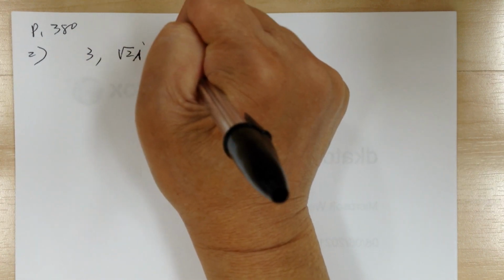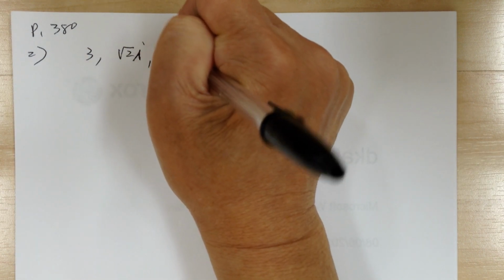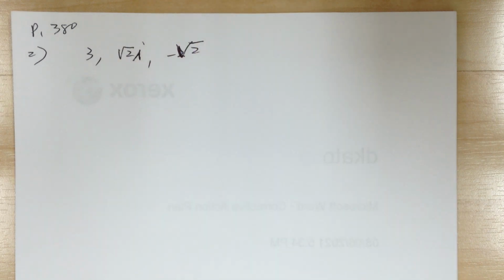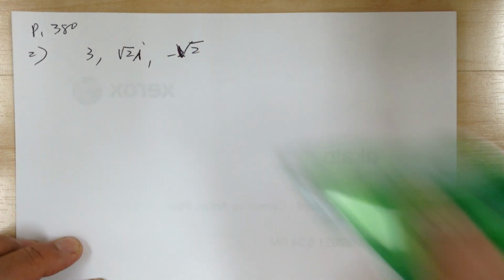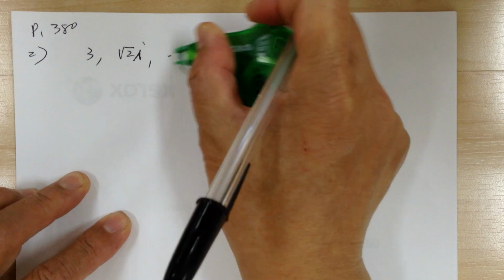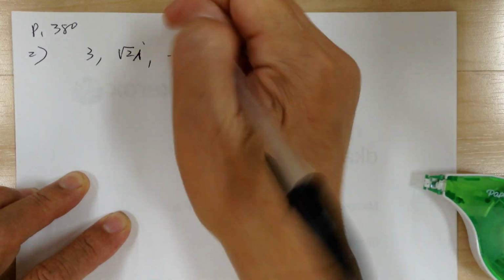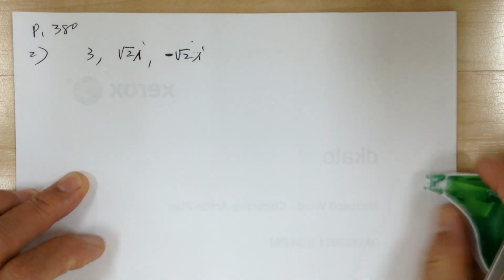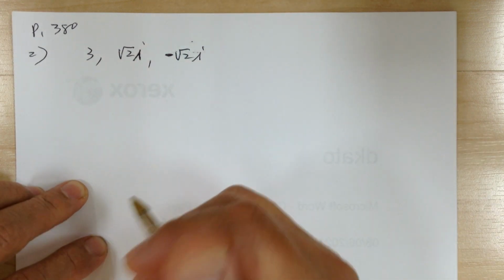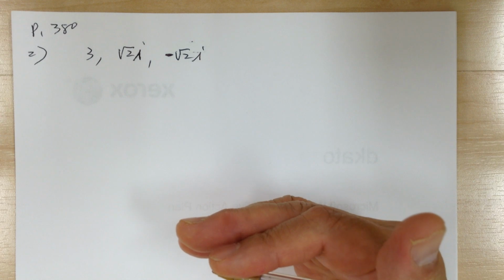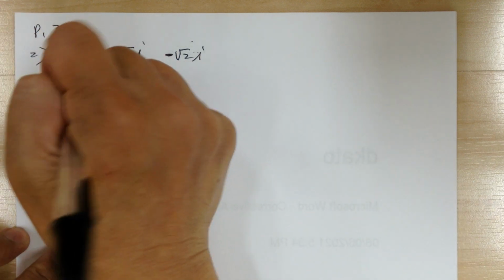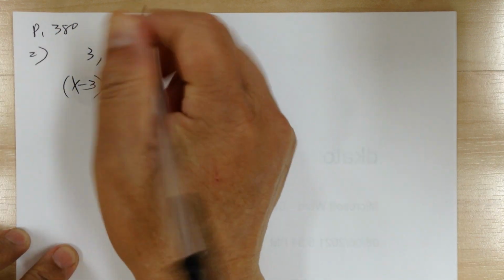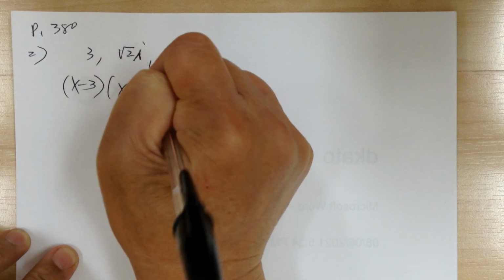So it will be minus the square root of 2i. Okay, minus the square root of 2i. So again, you need to get the conjugate. Okay, so now you have to get your factors. So you're working your way backward. So this came from x minus 3. This came from x minus the square root of 2i.